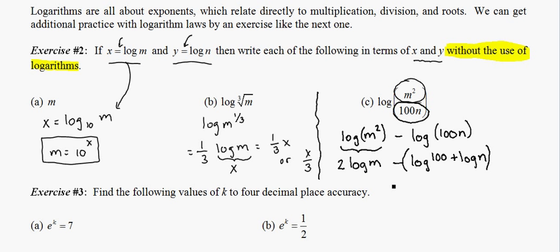Now, of course, log base 10 of m is x. We were told that. But now we have to subtract the log base 10 of 100. Well, that's 2. And then we have to subtract the log base 10 of n, and that's y. So this is a great way to leave your final answer: 2x minus 2 minus y. If you have 2x minus 2 plus y, that's because you didn't distribute that subtraction.